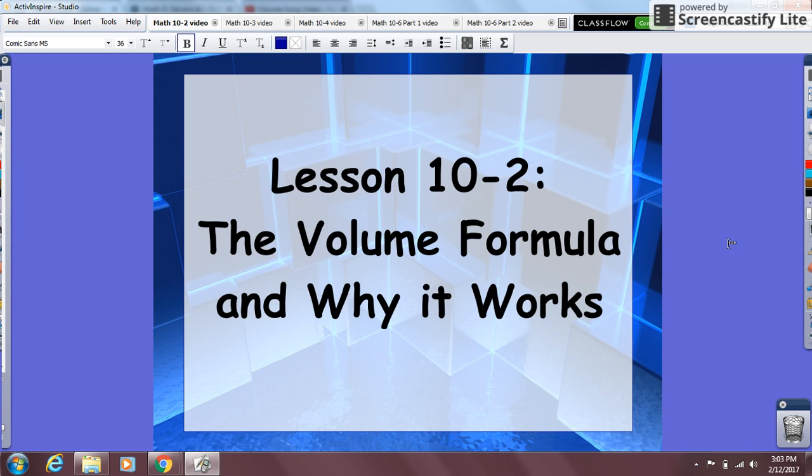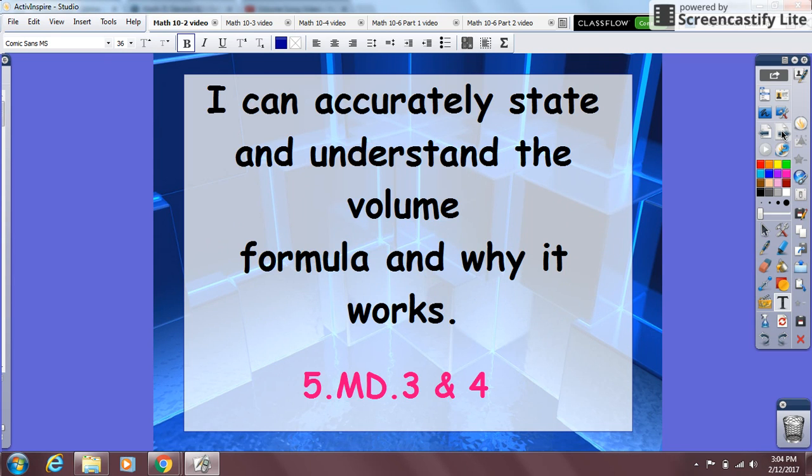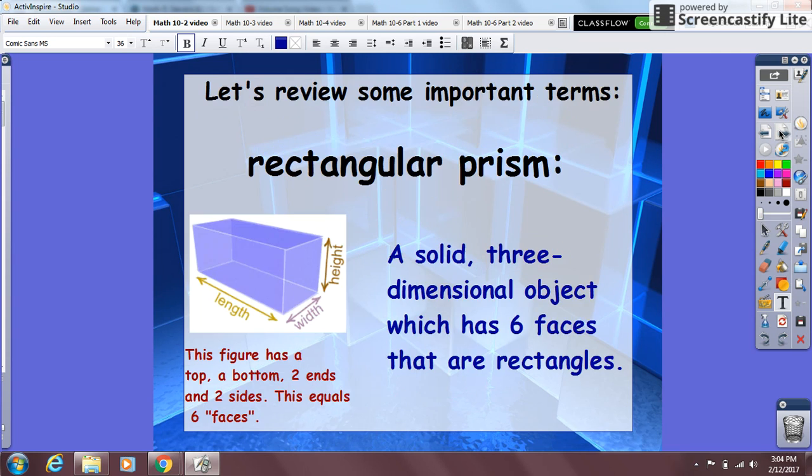Hi guys, today we are going to be learning more about finding the volume of rectangular prisms, and we are going to look at the volume formula and why it works. This is part of our lesson for 10.2, and we're still working on our standards MD 3 and 4 that says I can accurately state and understand the volume formula and why it works.